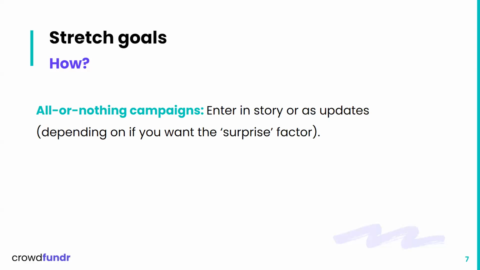But those are your options if you have an all or nothing campaign: you can enter it in the story. You can do that at the beginning if you like. You don't have to. If you don't care about the surprise factor, then in your story right off the get-go, you can insert what your stretch goals are, but you don't have to. Or like I said, if you want the surprise factor, you can enter them as updates later on.